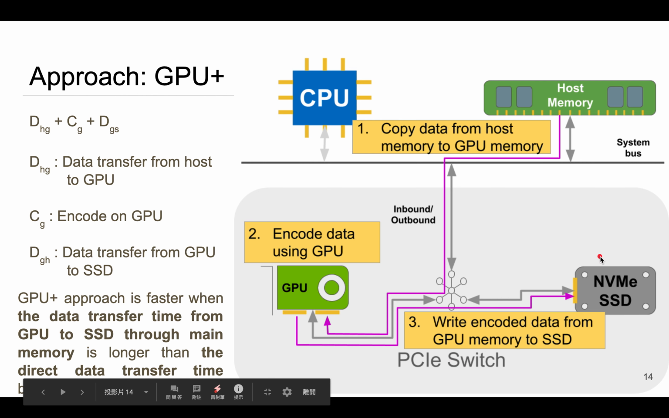As expected, the GPU Plus approach will be faster than the GPU approach when the data transfer time from GPU to SSD through memory is longer than the direct data transfer between them, which is always true in most cases, especially with the recent advanced technology of I/O systems like NVLink and PCI switch. The P2P connection bandwidth among devices has grown rapidly in modern computer systems.